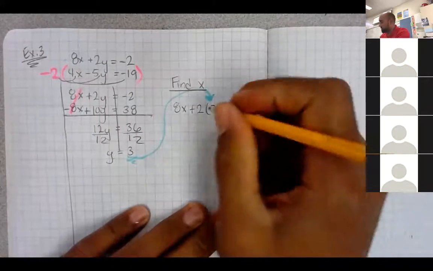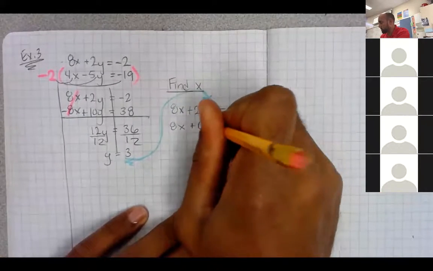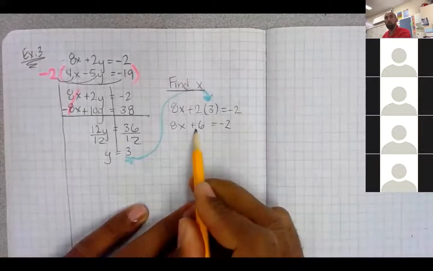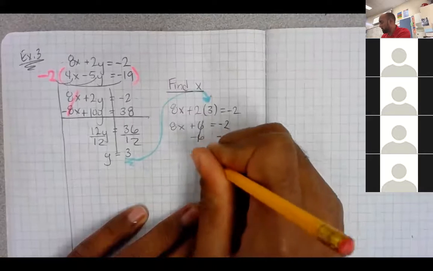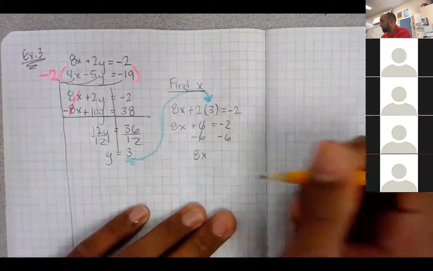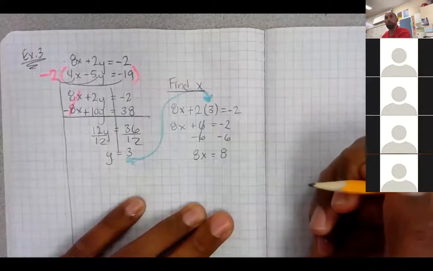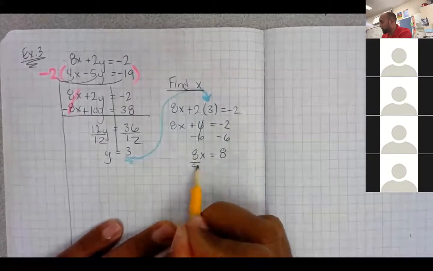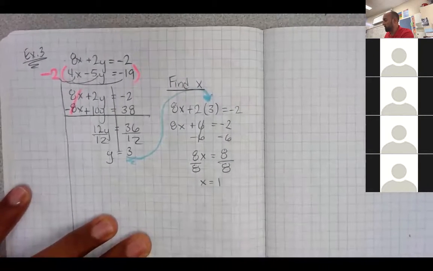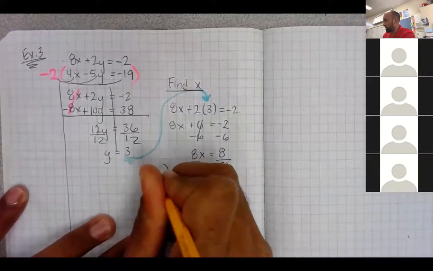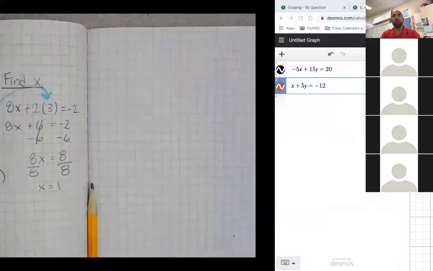Okay, so now we're going to just simplify the equation. So 2 times 3 first, which is 6. And then we're going to subtract 6 from both sides. Okay, so then that would be equal to 8. All right, then we divide by 8. Okay, and so we get x equals 1. And our answer would be 1 and 3. So I'll come back, but let's double check to make sure that's right.